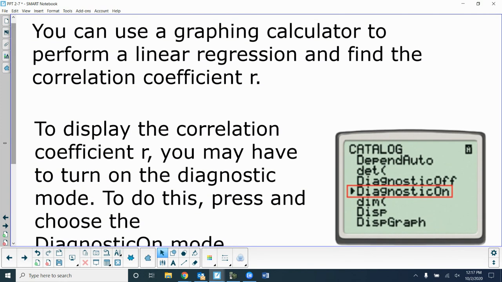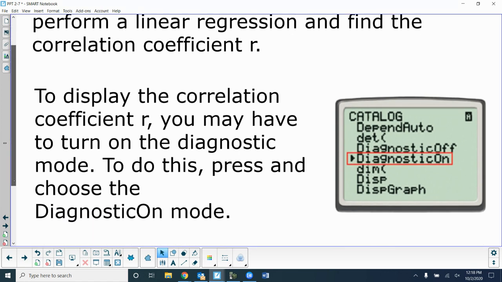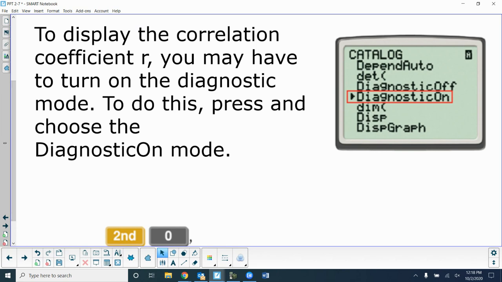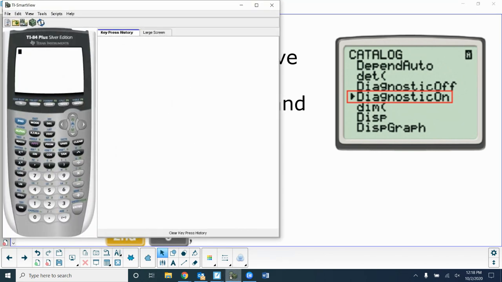All right, so you can use a graphing calculator to perform a linear regression and find the correlation coefficient. It says to display the correlation coefficient R, you may have to turn on the diagnostic mode. So we have to do this. All right. So we have to hit second 0 on your calculator. If you look above the 0, it says catalog. So to turn our diagnostics on, hit second 0, and you'll get the catalog.